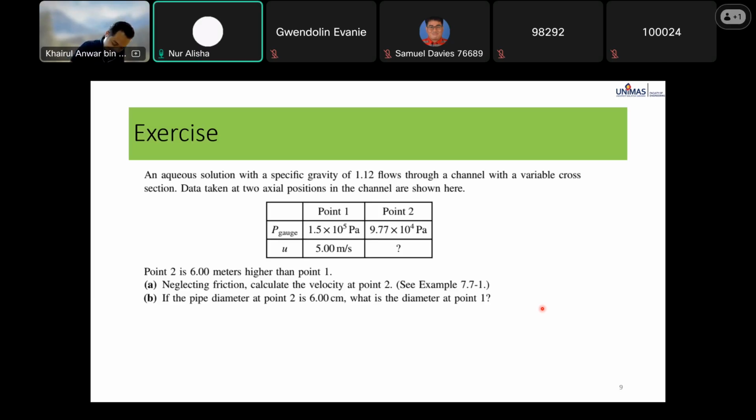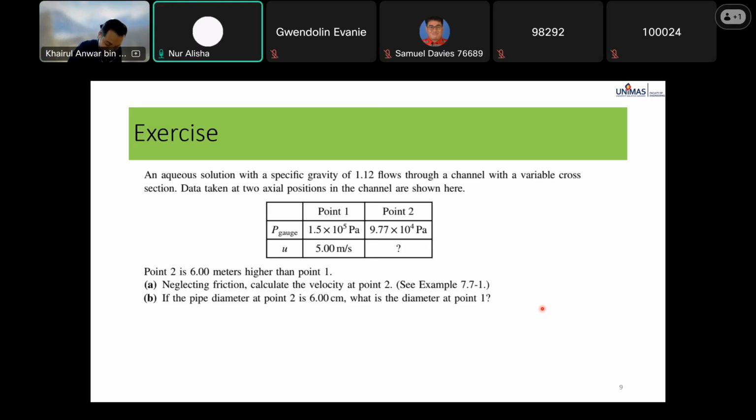So for specific gravity like this, does it convert to volume? Specific gravity has no unit, because it will be relative to the density of water. So what you need to do is multiply with the density of water. The easiest is 1000. So you get the density for the aqueous solution.